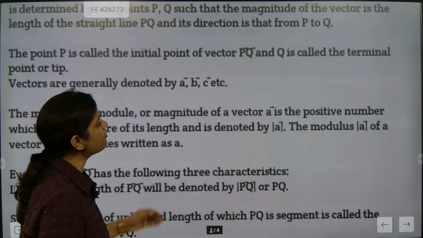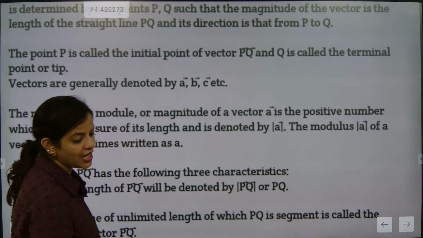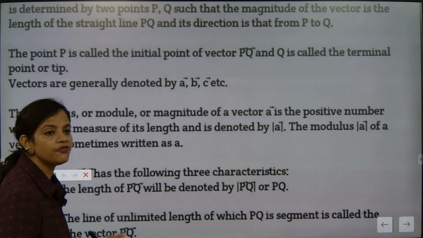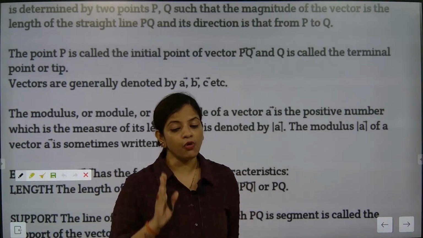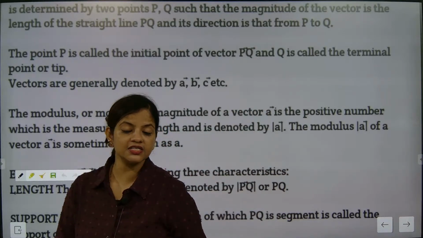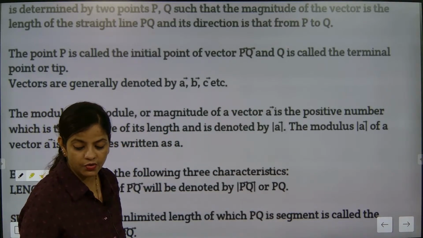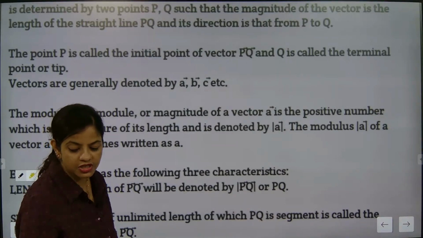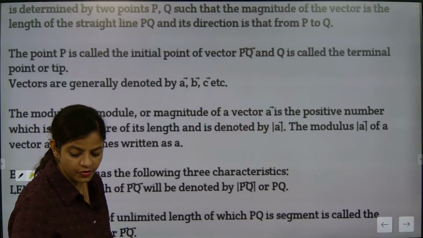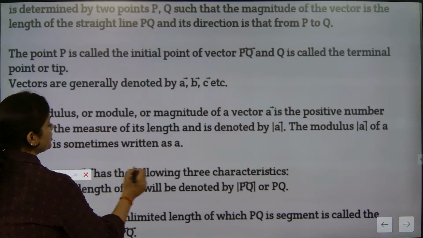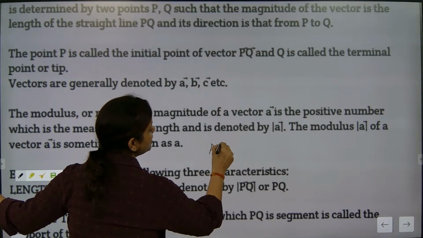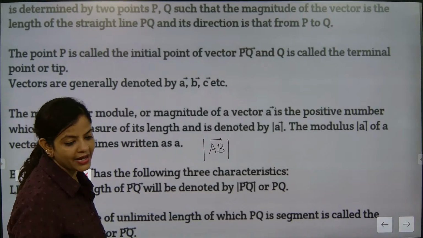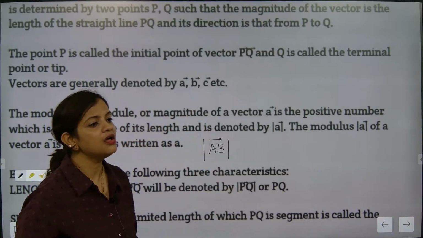Now what is the meaning of modulus of a vector? If somebody asks you about the modulus of a vector, what answer are you going to give? Modulus of a vector means magnitude. So whenever the word modulus comes to your mind, you should understand it denotes magnitude. It is only denoting magnitude. Now AB vector: whenever you write AB vector, that is the vector. But the moment you write it with the modulus sign, it becomes the magnitude of the vector. Understood?